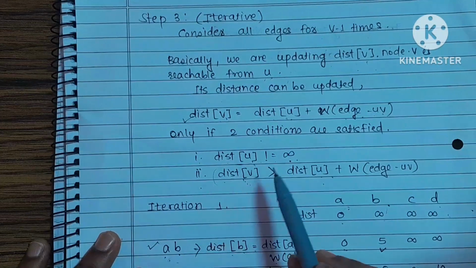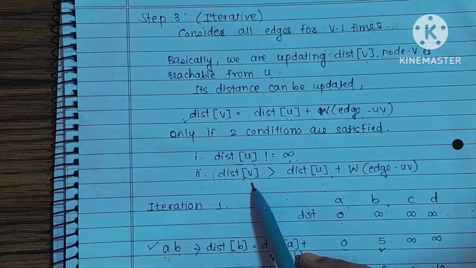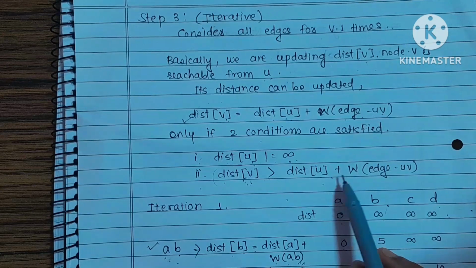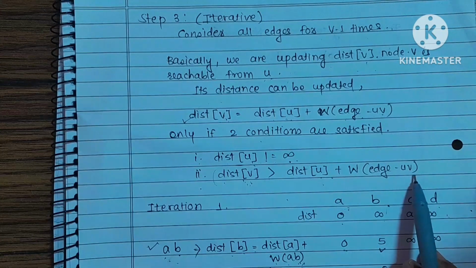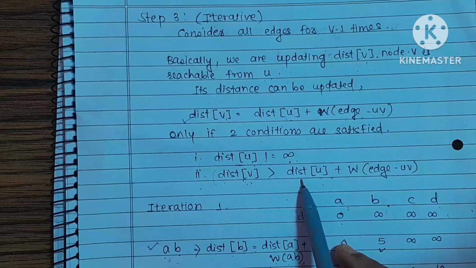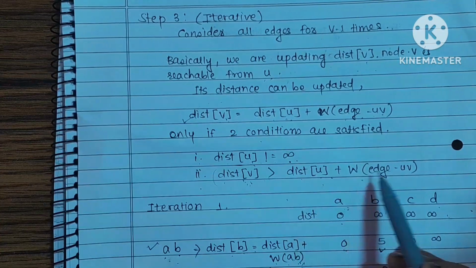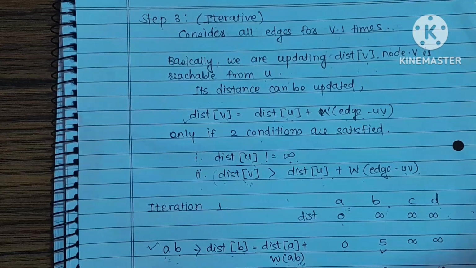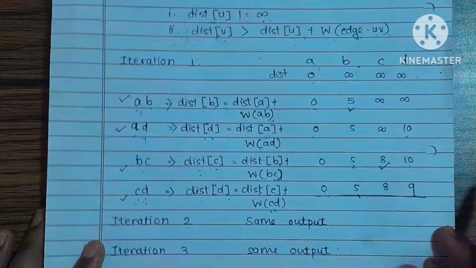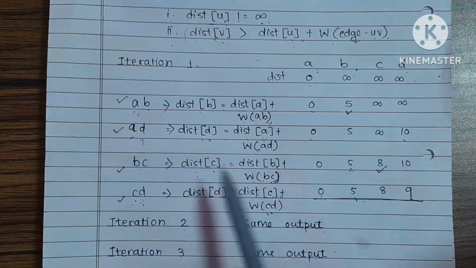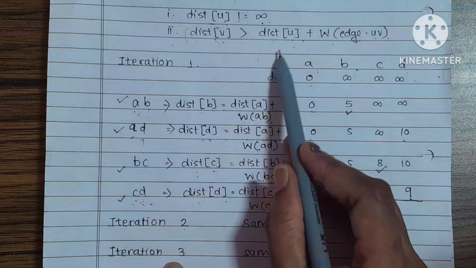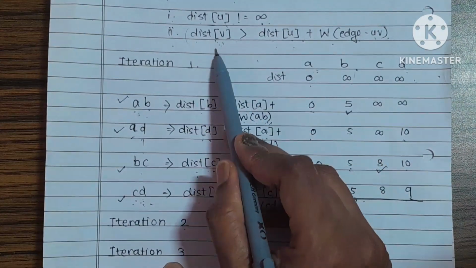The second one is that the current distance of the v node should be greater than the newly calculated distance, and the newly calculated distance is distance u plus the weight of the edge which is connecting u and v. Now we will proceed with iteration 1. In this iteration we are going to consider all these edges and use this formula in order to update the distance of v.